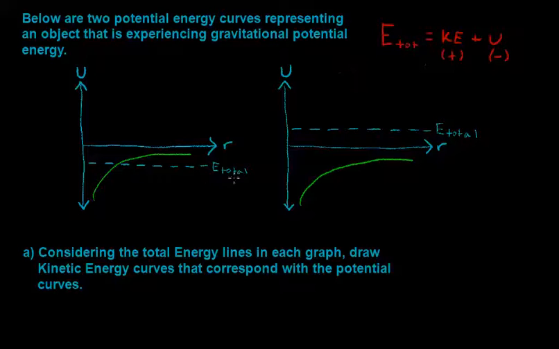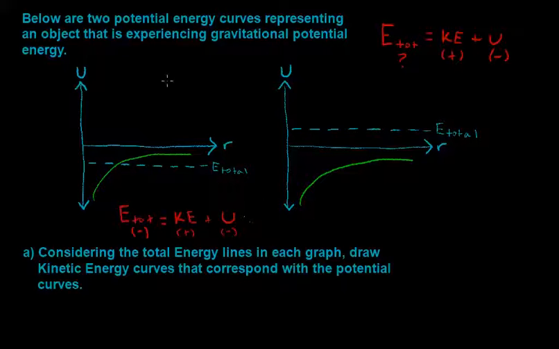So depending on whether or not our total energy is negative or positive throughout the entire duration, that will decide where our kinetic energy curve goes. So let's use that to evaluate this first graph, this graph on the left here. We have a negative total energy. So our E total, which is negative, is going to equal our positive kinetic energy plus our negative potential energy.